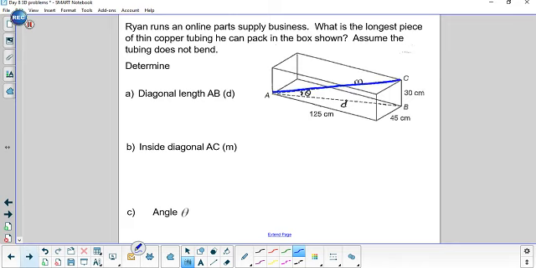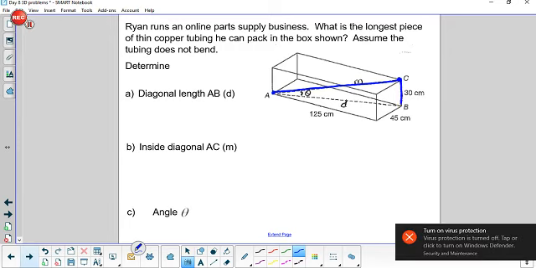We want to know what is the longest piece of pipe that will fit in this box. So it is a value that goes from one bottom corner of the box to a top corner on the opposite side. So that is what we are looking for. Now there's a few pieces of information we first have to find. Because right now, if we look at what we would have here, it would be too hard to find that piece of information.